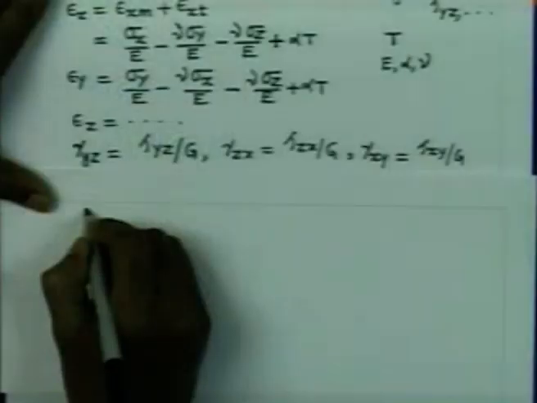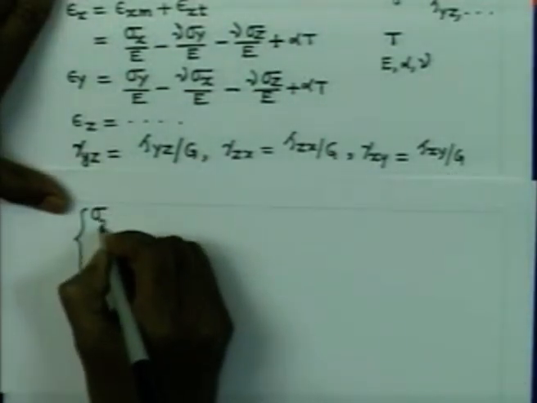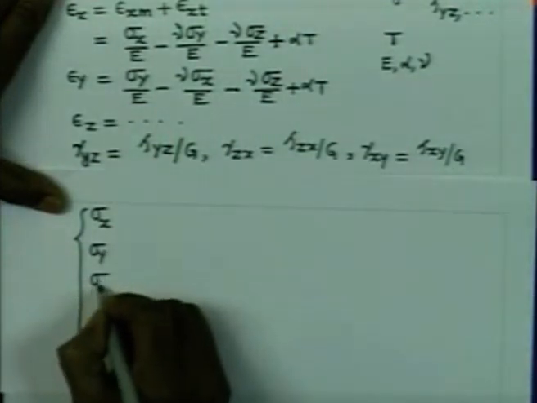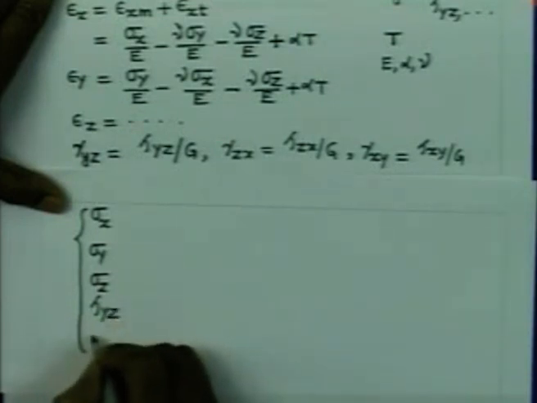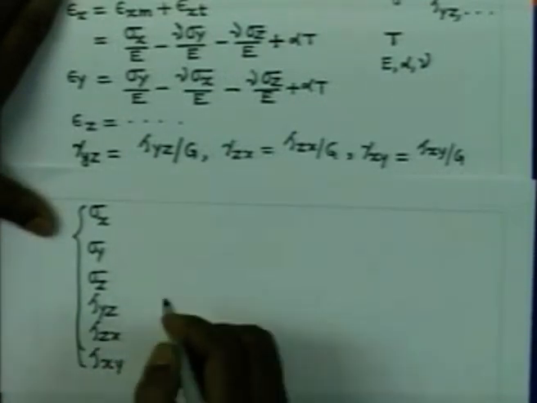So, therefore, if you invert this relationship, it is going to give you like this: the stresses sigma x, sigma y, sigma z, tau yz, tau zx, and tau xy.